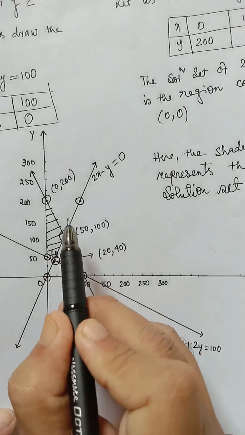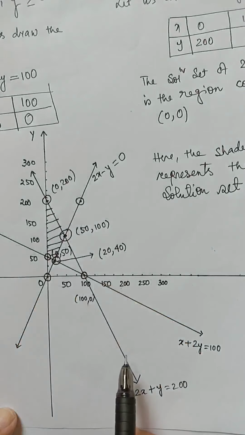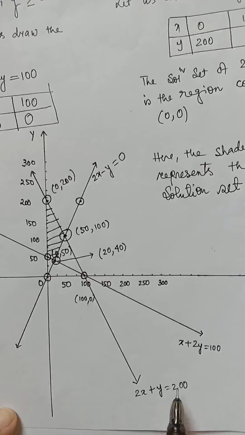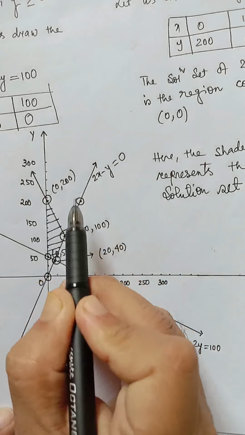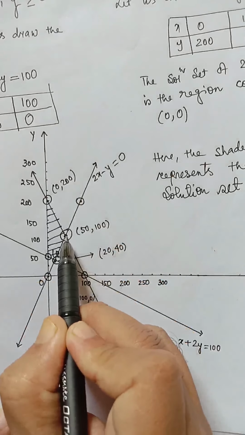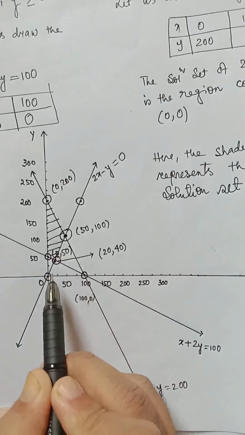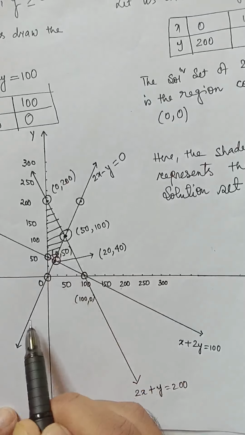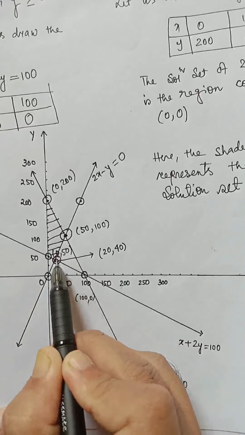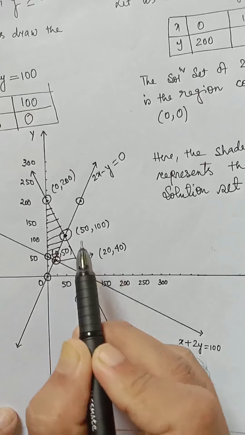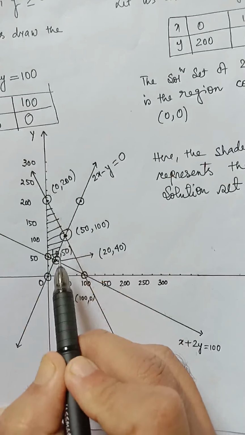So solving the equations of these two straight lines, the equation of this straight line is 2x plus y equal to 200, the equation of this line is 2x minus y equal to 0. Solving these two lines, we get the coordinates of this point as (50, 100). And this straight line is 2x minus y equal to 0, this line is x plus 2y equal to 100. They meet at this point and the coordinates of this point are (20, 40). So now we get all the four corner points, 1, 2, 3, 4.